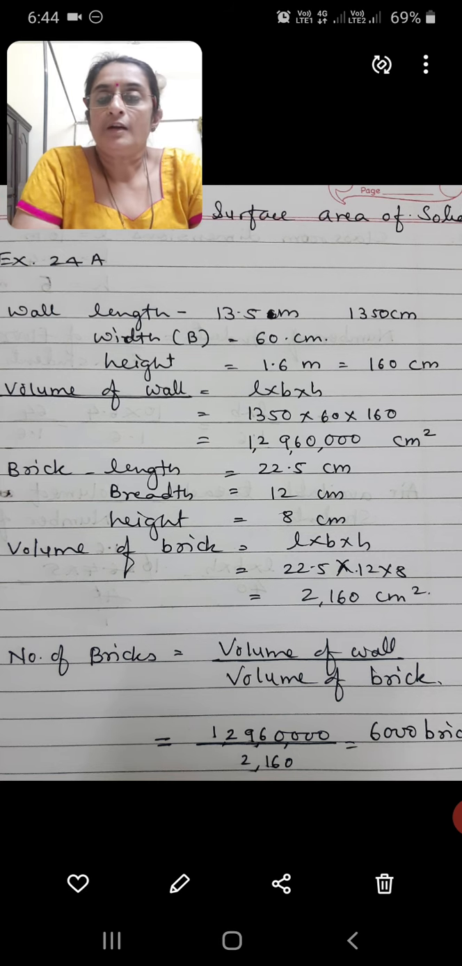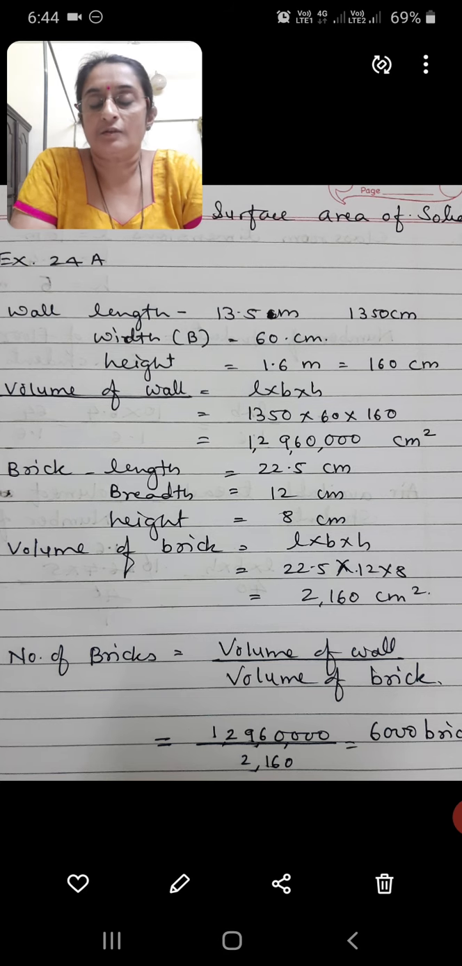Now to find out how many bricks are needed, first of all we should know the volume of that wall, and then the volume of a brick, and if you divide the volume of the wall by the volume of the brick, you will get the number of bricks. Now all the units we should take in one unit, either in meter or centimeter. So I have converted the wall's units into centimeter. So that is 1350 into 60 into 160.